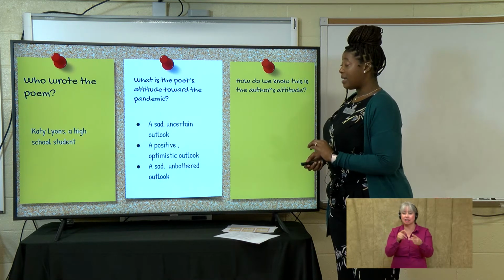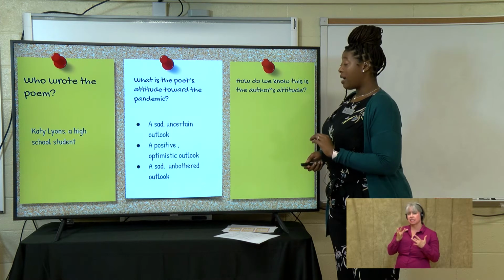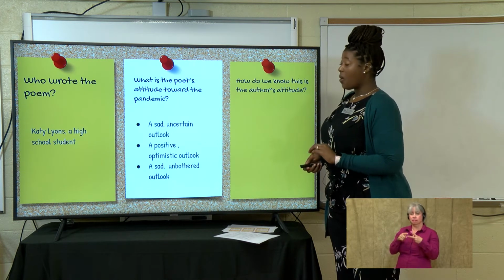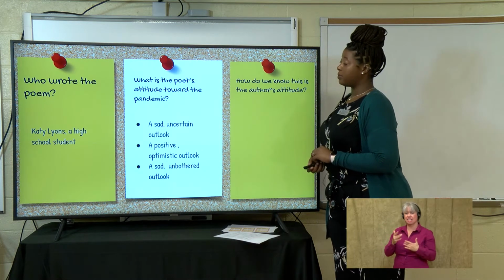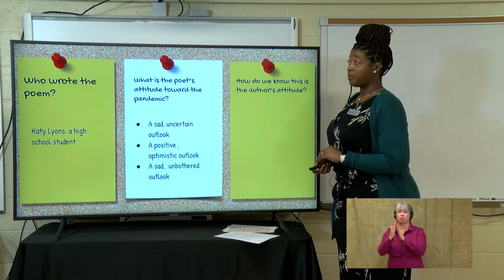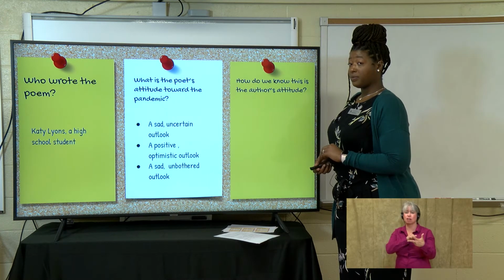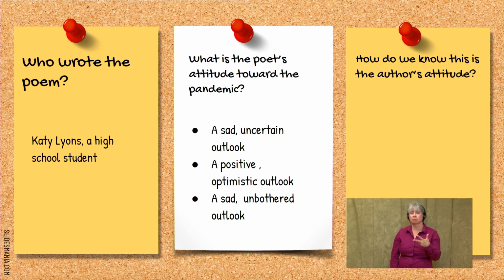What is the poet's attitude toward the pandemic? A, a sad and uncertain outlook. B, a positive, optimistic outlook. Or C, a sad, unbothered outlook. You all may be debating between two of these answer choices: A, a sad, uncertain outlook, or C, a sad, unbothered outlook. Let's take a minute and talk about why C is the incorrect answer. I'll give you a chance to think about that and then we'll go over it.